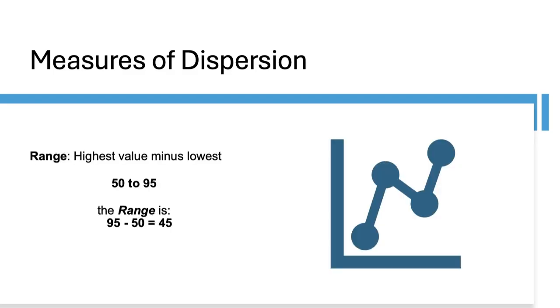Okay, so the simplest way to measure spread is the range. Just subtract the lowest value from the highest value. For example, if test scores range from 50 to 95, the range is 45 because it's 95 minus 50. But range alone does not tell us how the values are distributed. It really only gives us a rough idea of the spread.